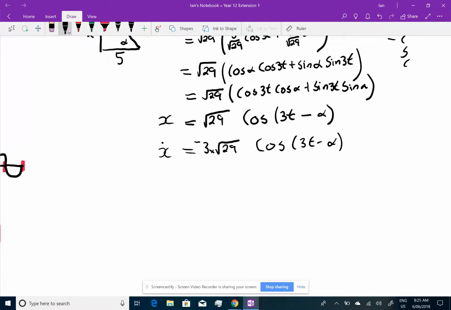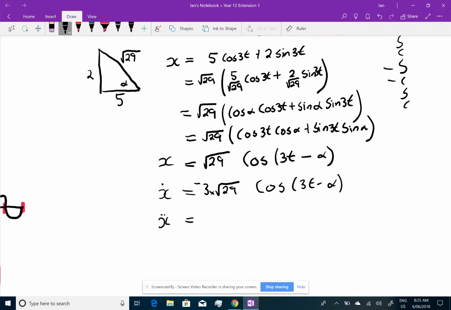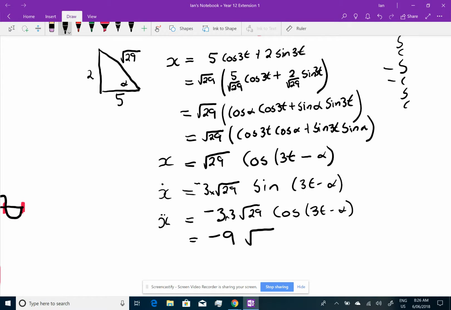Let's differentiate again. And the derivative, it should be sine. The derivative of sine is cos. So I've still got the negative 3. I've got my root 29. And I get cos 3t minus alpha. Nothing happens to the alpha because it's constant. But I've got to multiply by 3 again. So it gives me minus 9 root 29 cos 3t minus alpha.